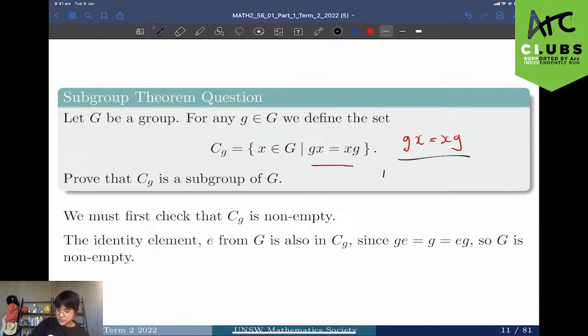So we have to show this is true. So we start off the left-hand side as GE. And since E is the identity element, GE is just going to be equal to G. But we also know that G is equal to G times the identity element, GE. So we've shown that since GE equals EG, this rule is satisfied, so E is in CG and CG is non-empty.